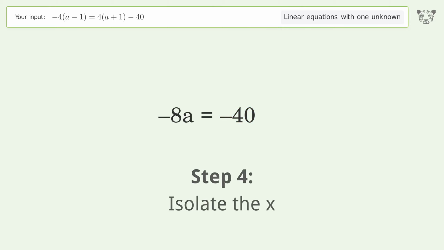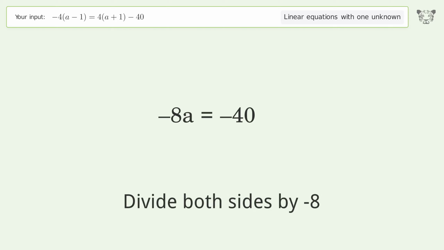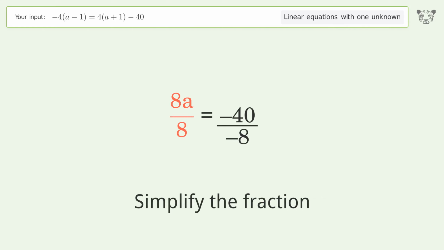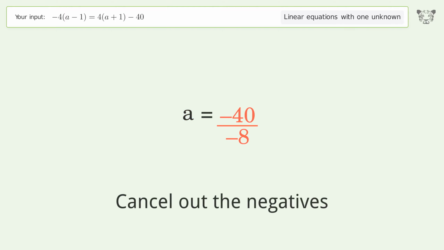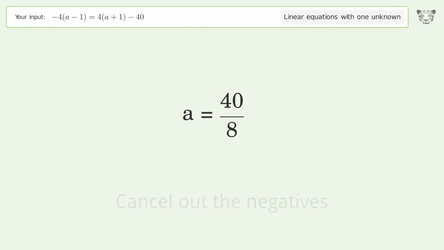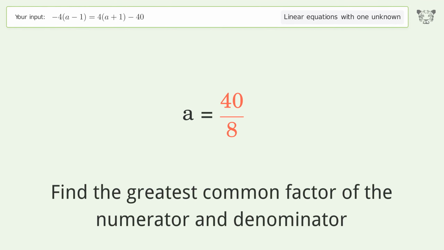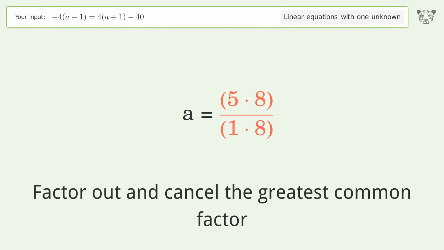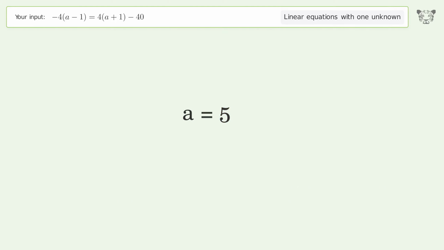Isolate the x. Divide both sides by -8. Cancel out the negatives. Simplify the fraction. Cancel out the negatives. Find the greatest common factor of the numerator and denominator. Factor out and cancel the greatest common factor. And so the final result is a equals 5.